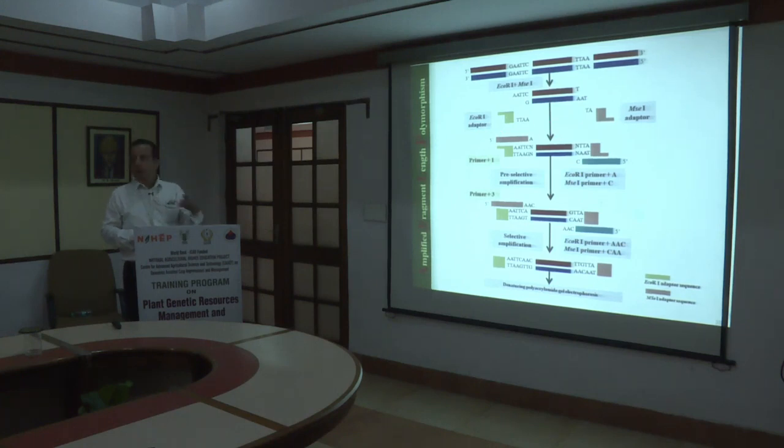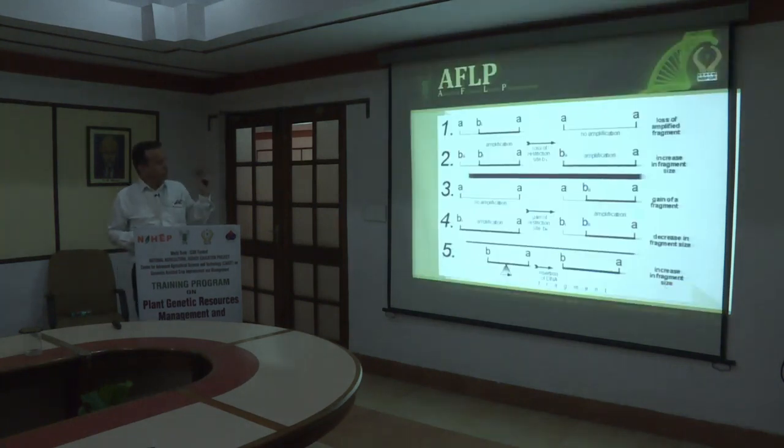We design primers, and after designing primers we carry out PCR in 2 different steps: pre-selective PCR amplification and selective amplification, to reduce the complexity of the genome. And we carry out PCR, and then we resolve through denaturing PAGE, because you generate a large number of fragments, unlike your RAPDs. So, I am not going into the details of how these polymorphisms are generated, otherwise it will take another 10 minutes to explain this slide.